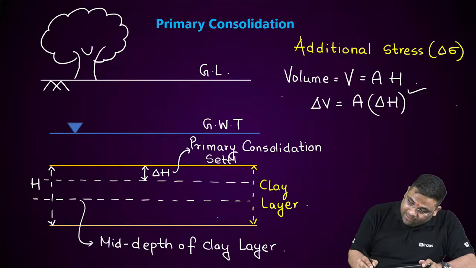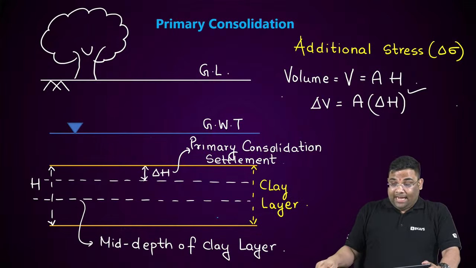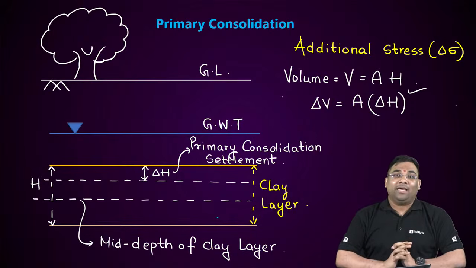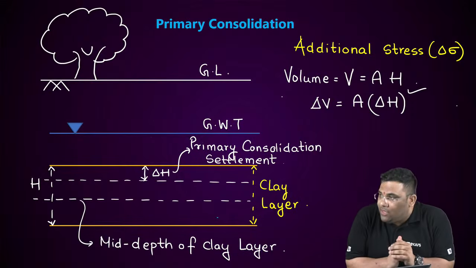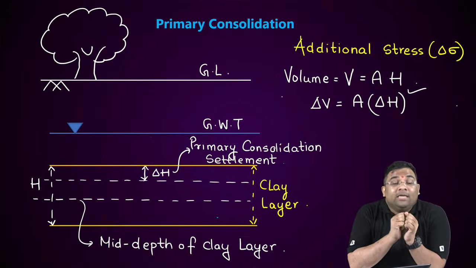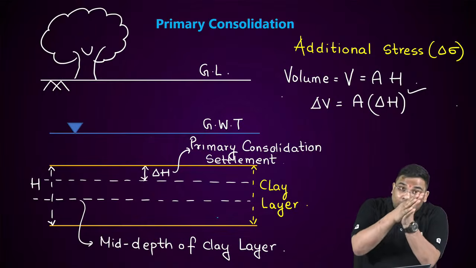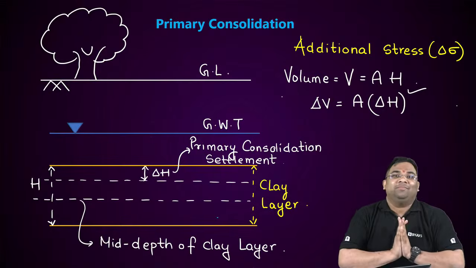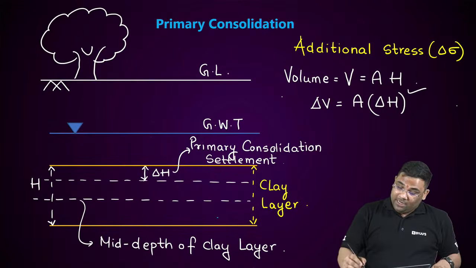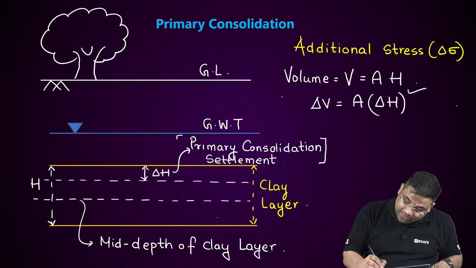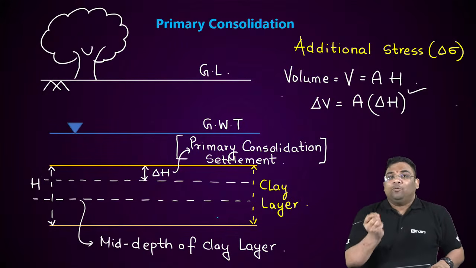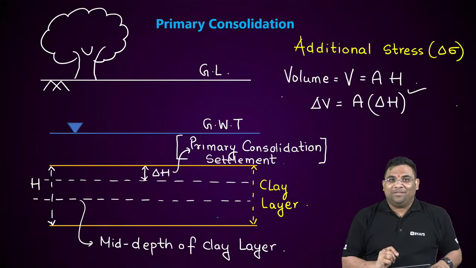And this particular thing, they are going to ask you in the examination: the amount of primary consolidation settlement. So in the initial part of the lecture, we are trying to understand what topics are asked from consolidation. The first thing they are going to ask is to find out the consolidation settlement, and the basic process of consolidation settlement, right?